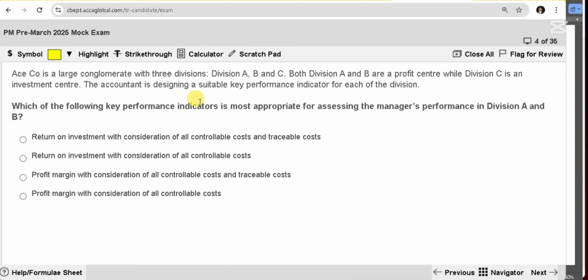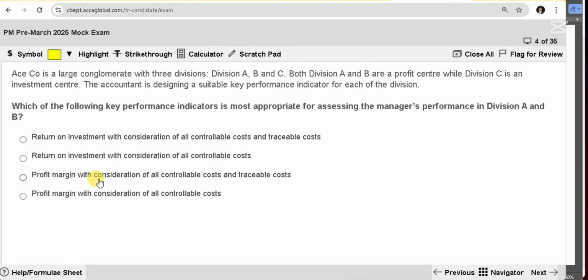The accountant is designing a suitable key performance indicator for each of the division. Which of the following key performance indicators is most appropriate for assessing the manager's performance in division A and B? Division A and B, profit center. So make sure you don't include balance sheet. You don't include investments. First one, ROI, no, out. That is for investment center. ROI, again for investment center. Profit margin, yes. So last 2 answers are about profit margin.